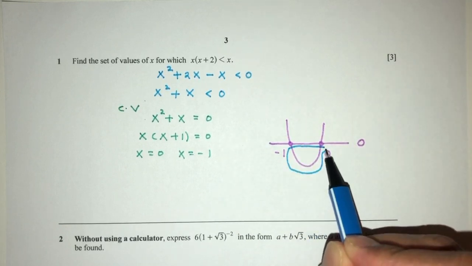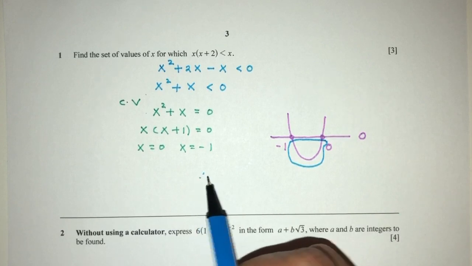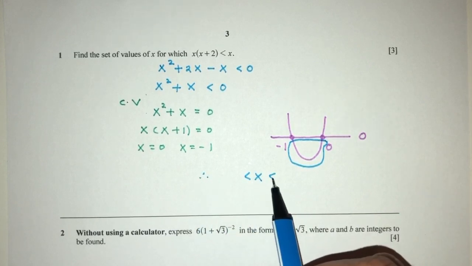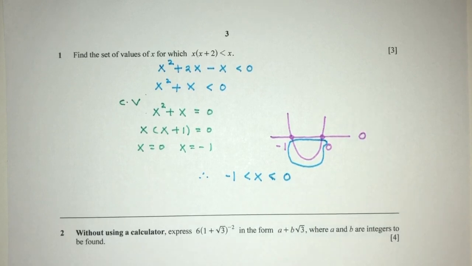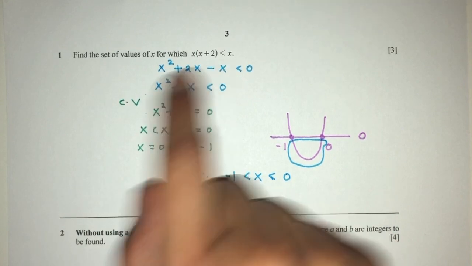So that's the main idea behind this. So we conclude that x has to be between minus 1 and 0. So x between minus 1 and 0 for this one to be possible.